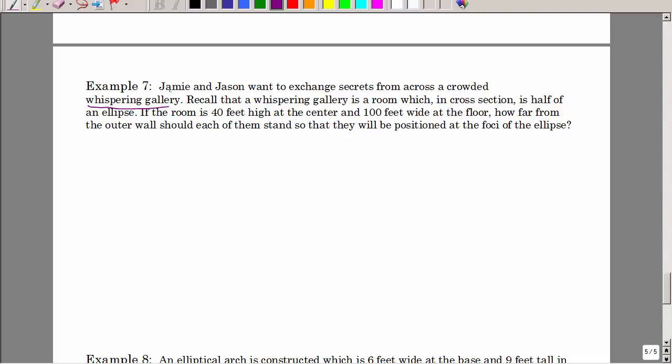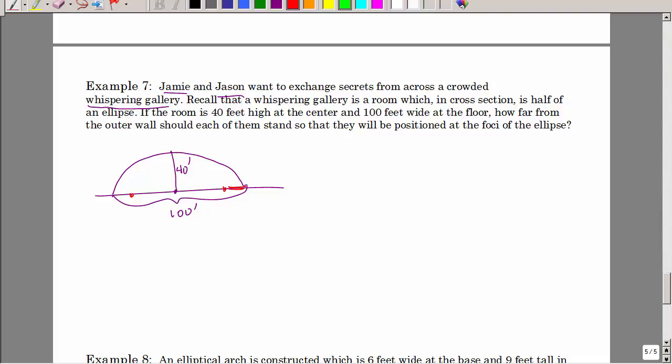Okay, so what a whispering gallery is, it's a room in the cross section is half of an ellipse. So if you were looking straight onto the room, something like that. In this particular room, it's 40 feet high at its center and 100 feet wide at the floor. How far from the outer wall should Jamie and Jason stand so that they will be positioned at the foci of the ellipse? Right, so we want a person here and here, and they're asking how far from the outside of the wall.